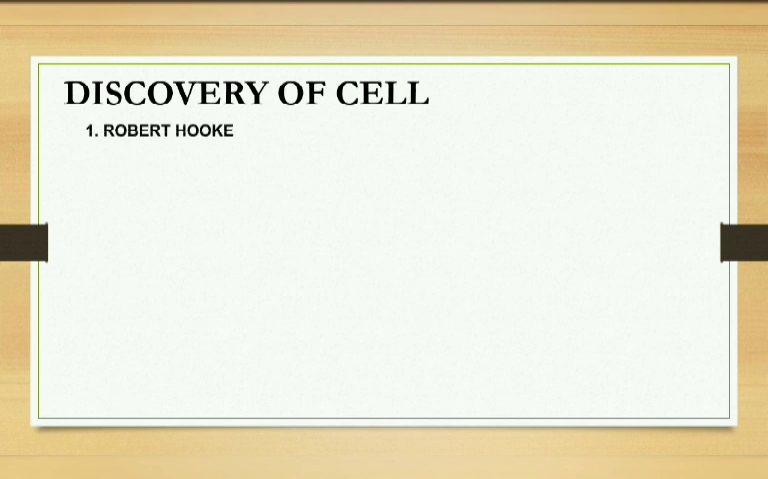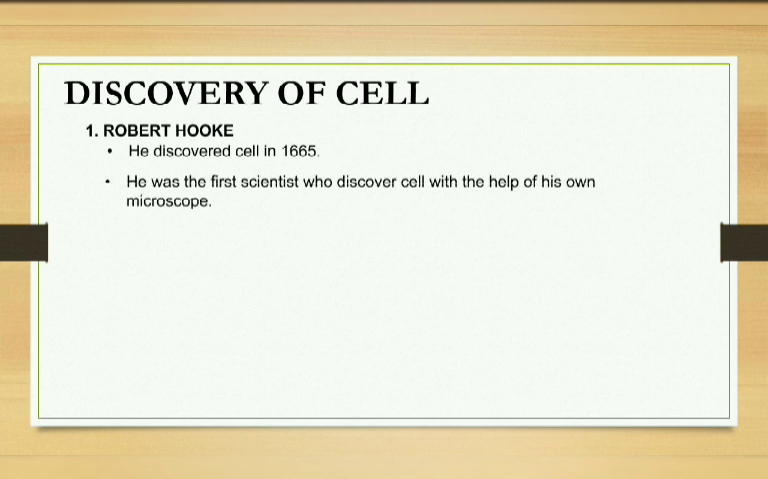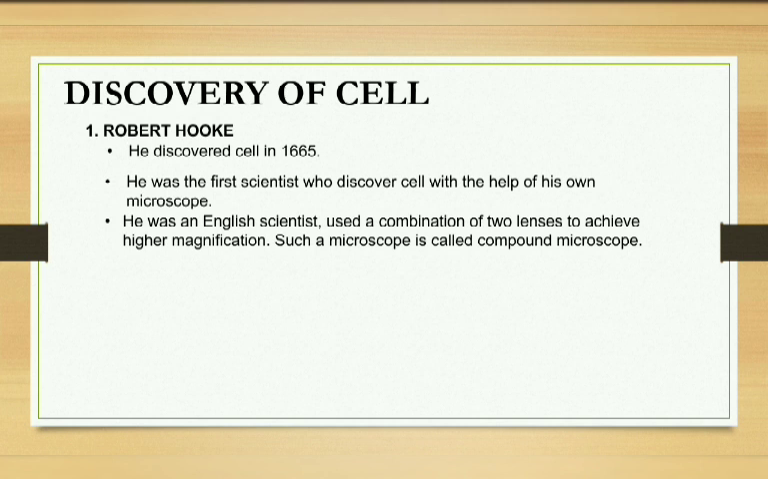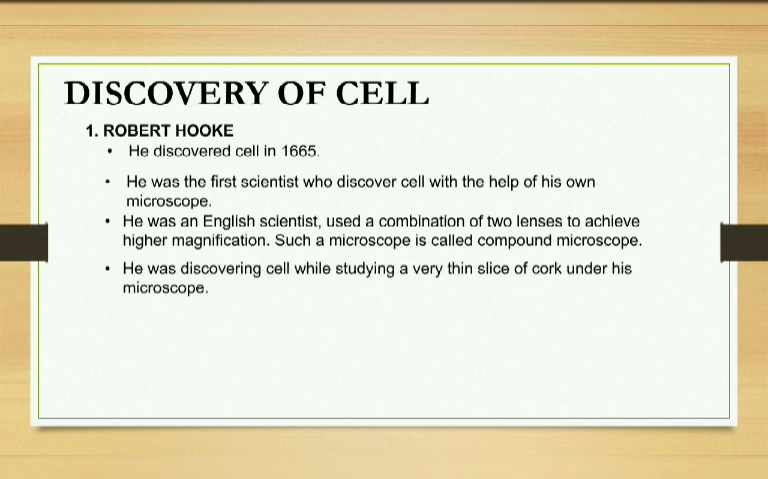The first name that will come in the discovery of cell is Robert Hooke. Robert Hooke discovered cell in 1665. He was the first scientist who developed his own microscope with the help of two lenses with a high magnification power. Basically, it was a compound microscope. Next, he discovered the cell while studying a very thin sliced piece of the cork or bark or phloem.